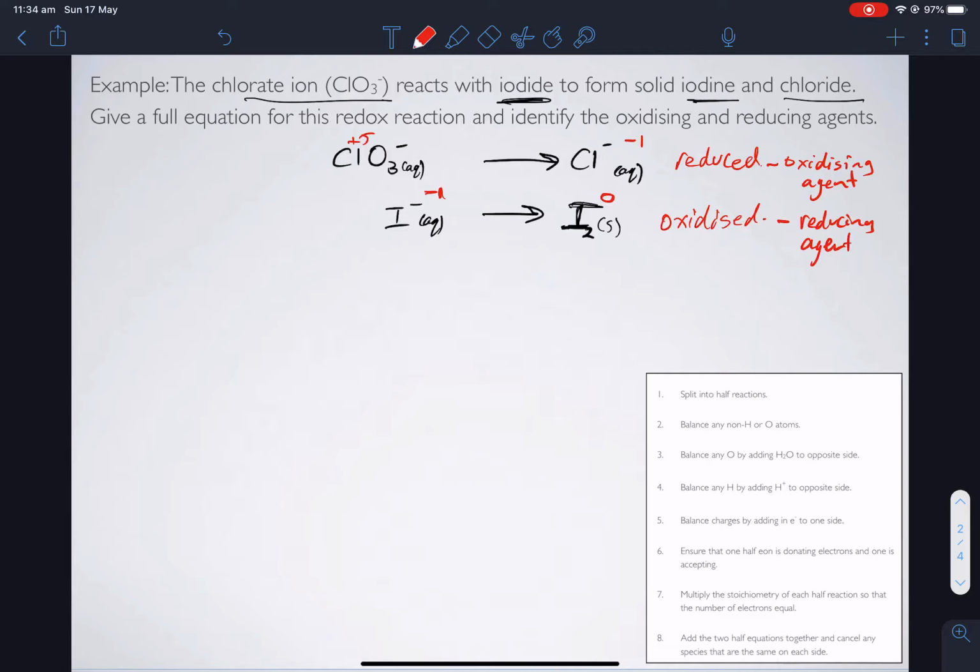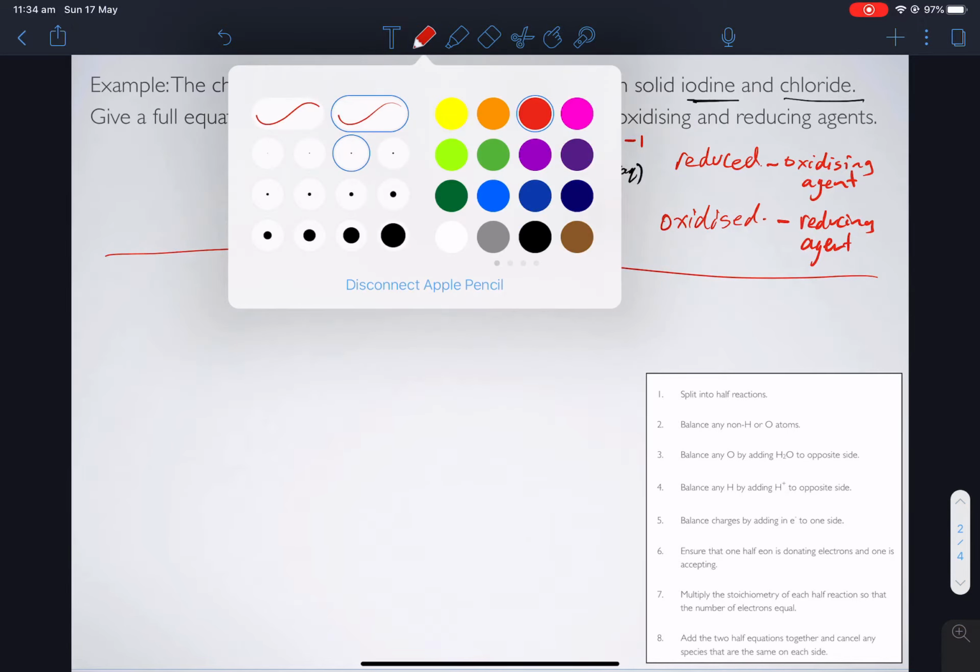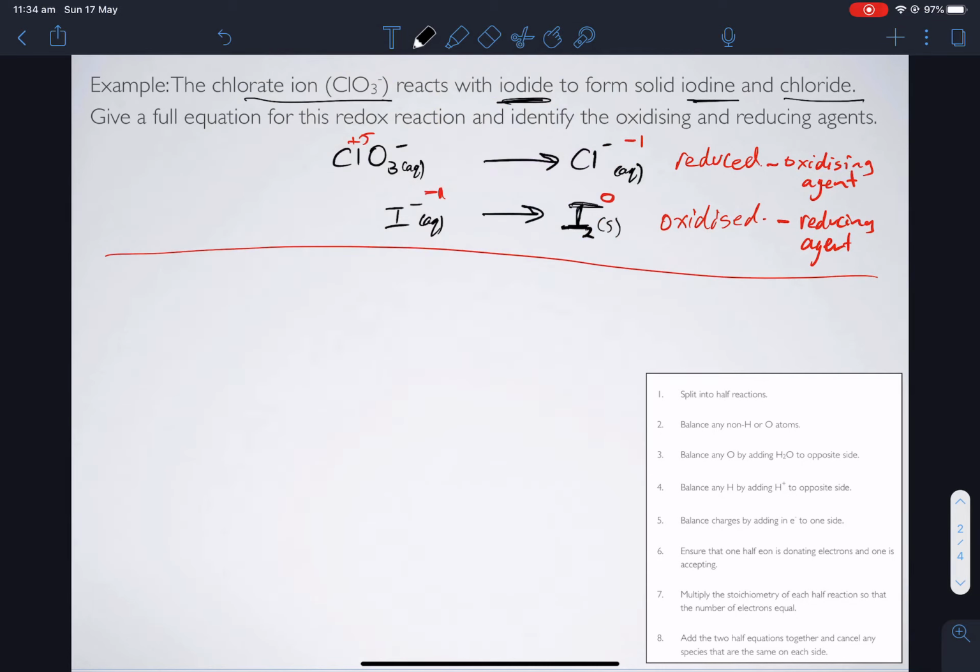Okay, let's balance these 2 half equations now. And hopefully all our electrons work out and we can check that. So ClO3 minus going to chloride. Okay, let's balance this one out. Any non-hydrogen or oxygen atoms, well, we've got 1 chlorine on the left and 1 on the right, so we're all good there. Balance any oxygens by adding water to the opposite side. Well, on the left-hand side in the chlorate, we've got 3, so we're going to have to add 3 waters to the right-hand side.